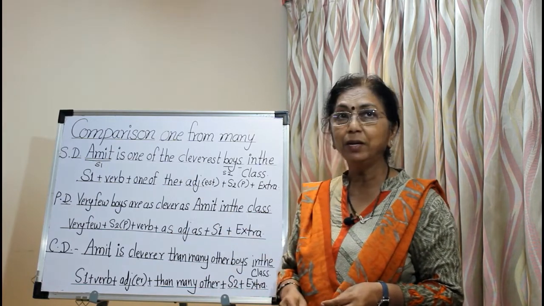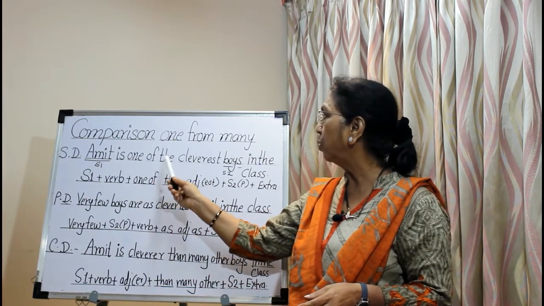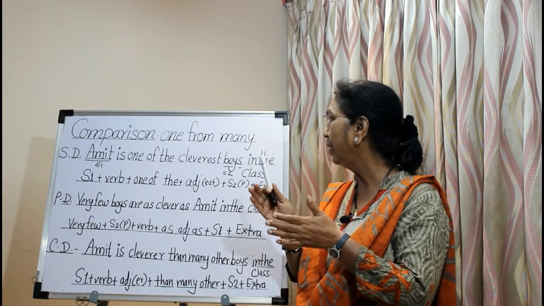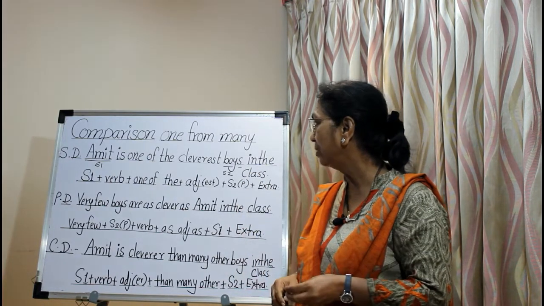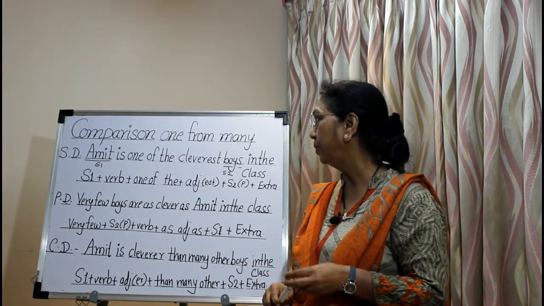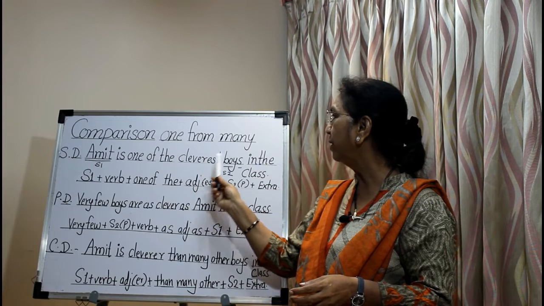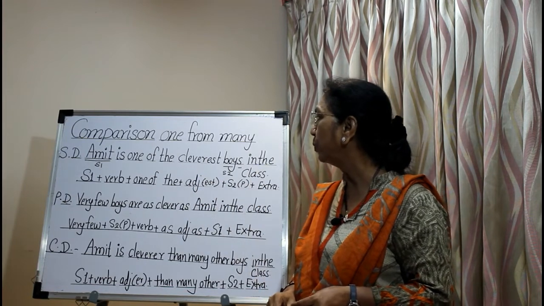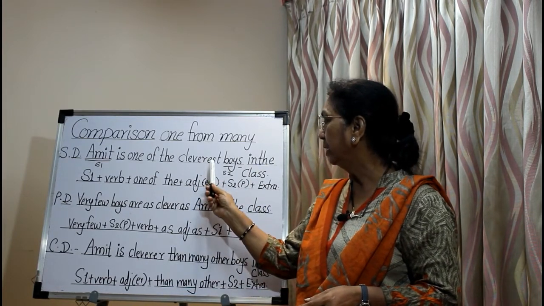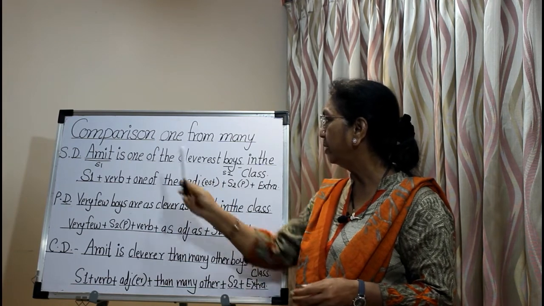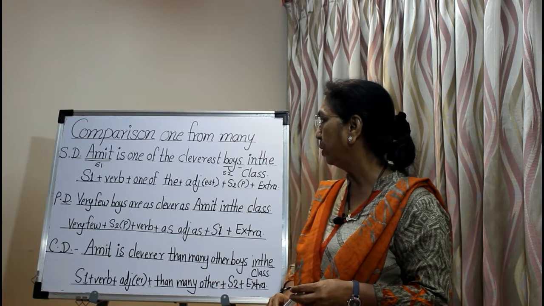See the example. Amit is one of the cleverest boys in the class. Means there is a group of clever boys in the class and Amit is one of them. So this sentence, Amit is one of the cleverest boys in the class, is in superlative degree. The est is added to the adjective and the article the is used before it.